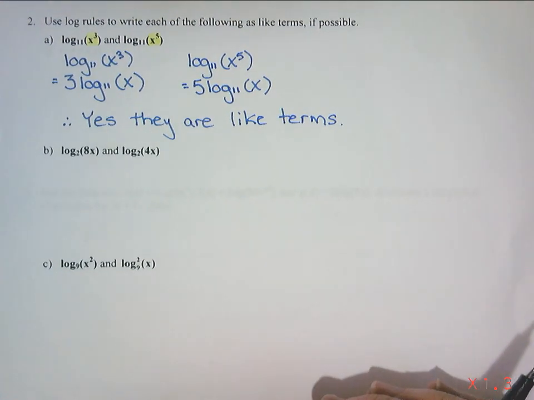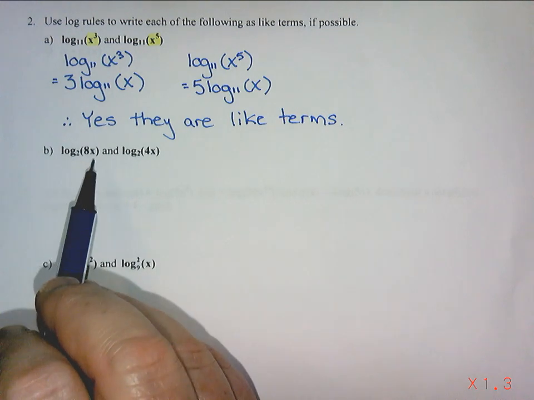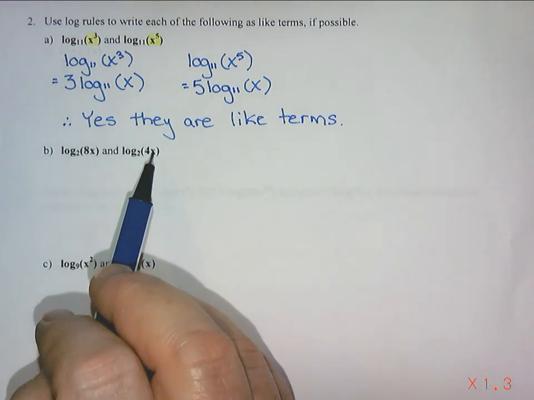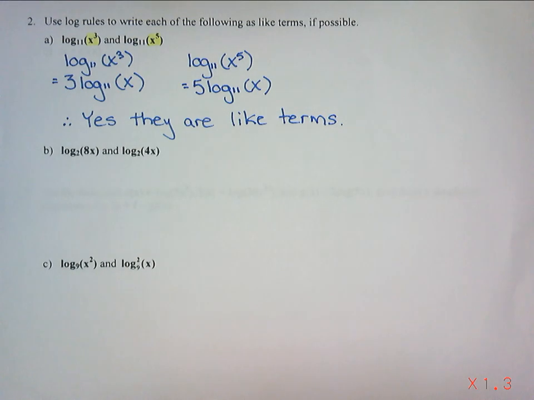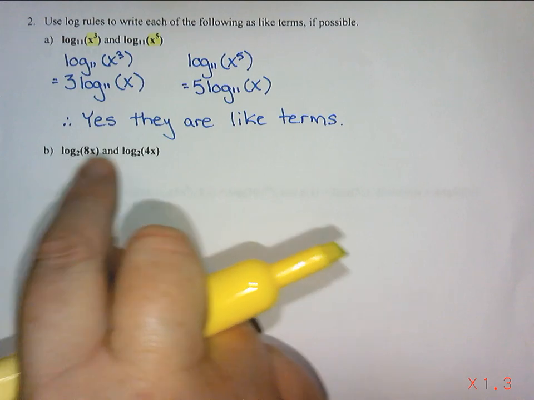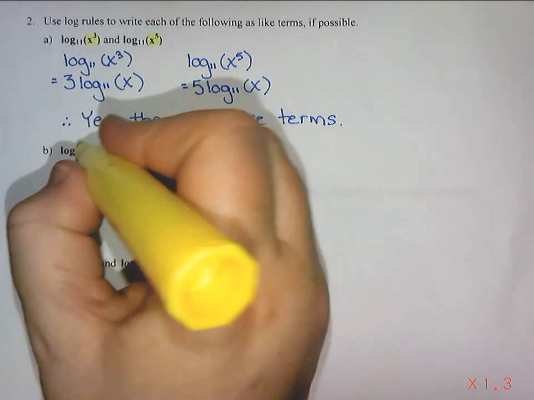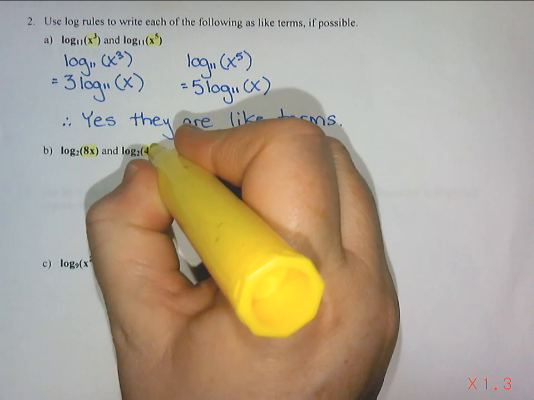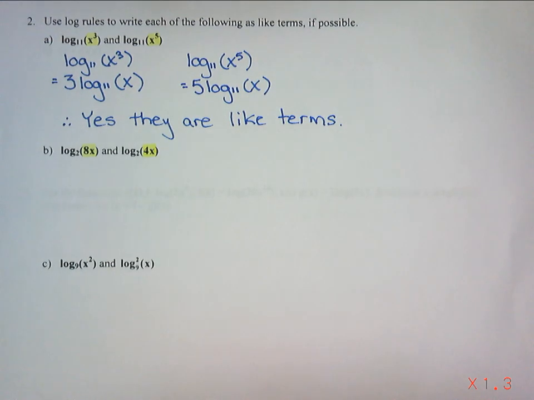All right, our second one, we have log base 2 of 8x and log base 2 of 4x. And I want to see if I can find a way to write them as like terms. So I'm first going to try to see what it is about them that's not currently making them like terms. So I do see they have the same base, but once again, they have different arguments. So I want to try to see if I can find a way to take those arguments and write my logs in a different way.